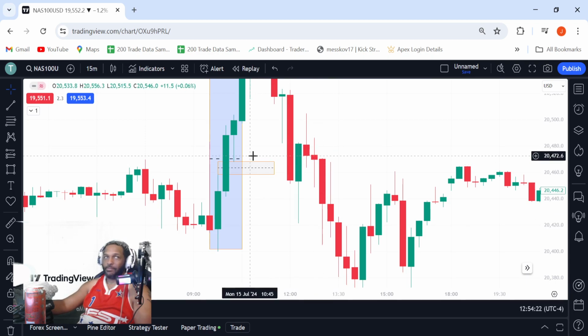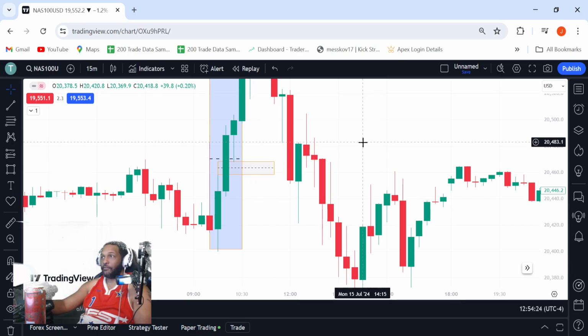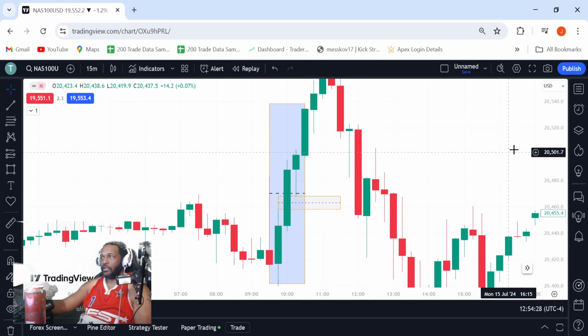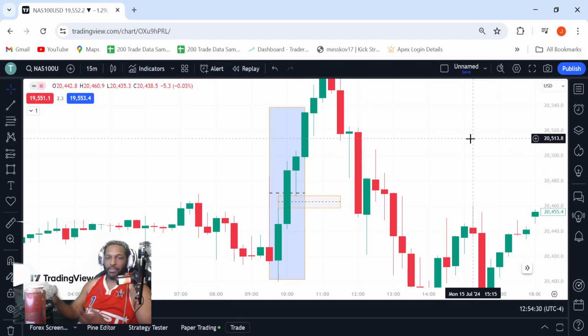Okay, so this would be the consequent encroachment. That would basically be the 50%, where I say I don't really want to see any retracement that comes back beyond that unless there is a reason, right? There has to be a technical reason for you to want to come back beyond that. So like I said, in this case, you've got a fair value gap there.